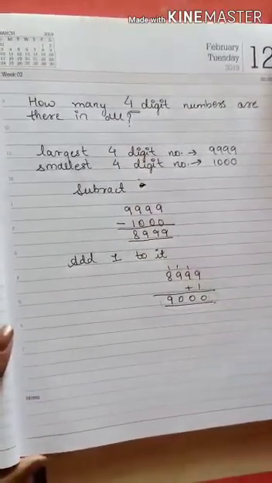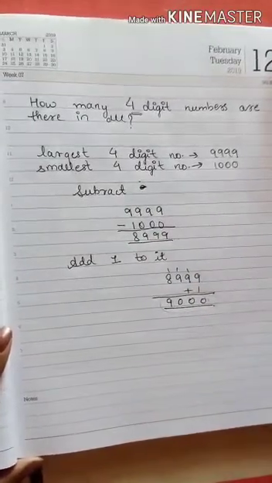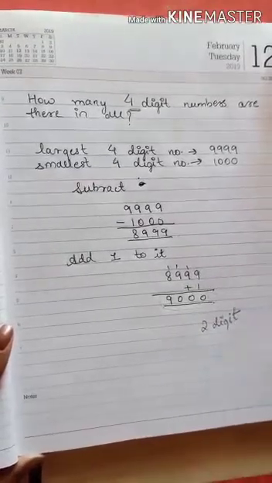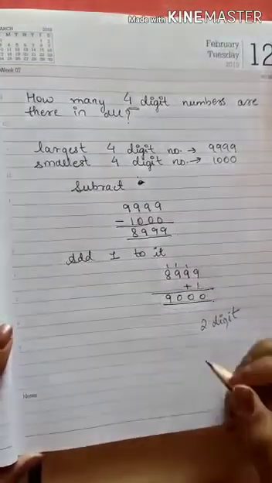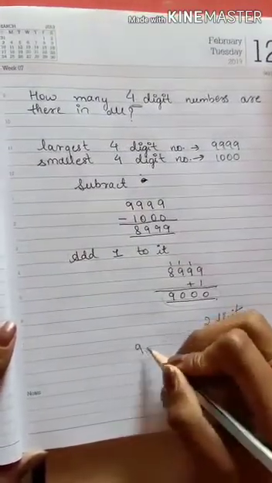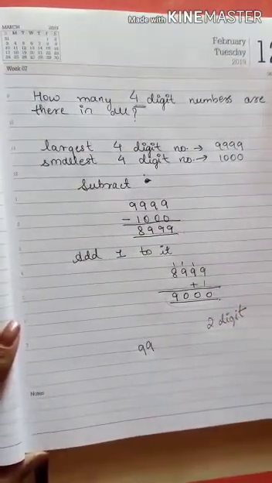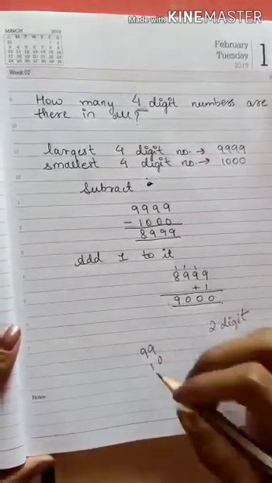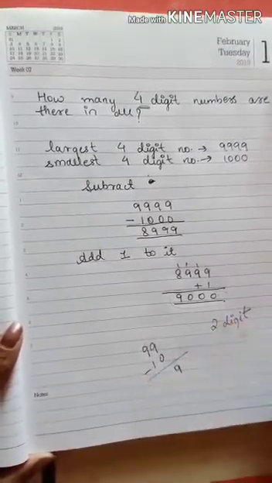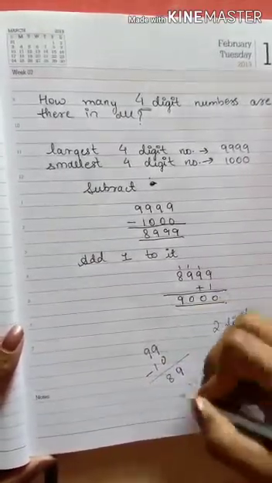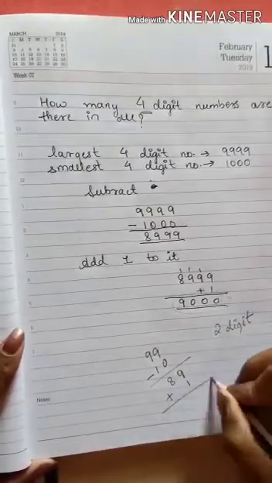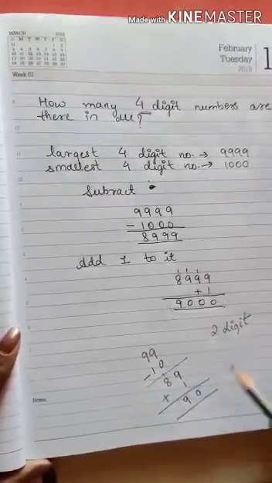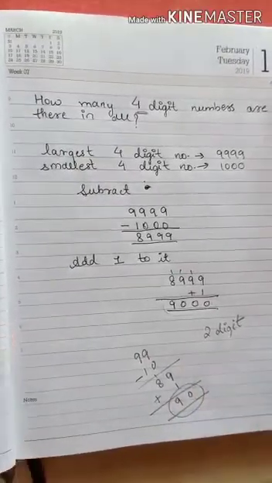Let's take one more example. If I say how many 2 digit numbers are there in all, I'm talking about 2 digits, right? That means I'm going to take the largest 2-digit number first. What is the largest 2-digit number? 99. And what is the smallest 2-digit number? It is 10. Now subtract this. What will you get? 89. And to this, you will add 1. What will you get? 90. So that means there are 90 2-digit numbers in all.